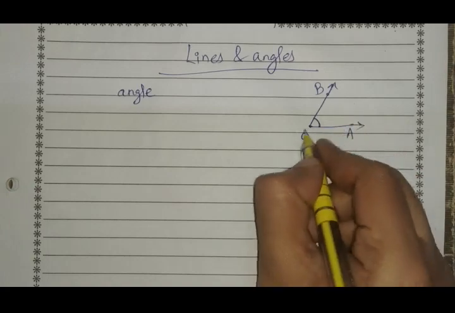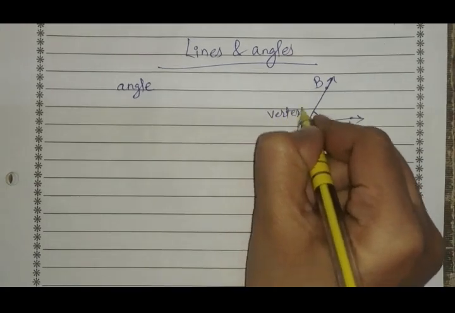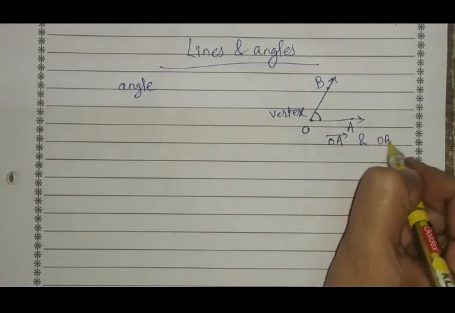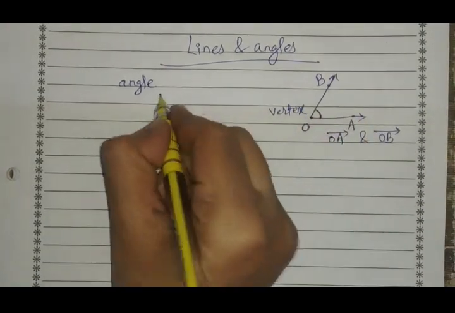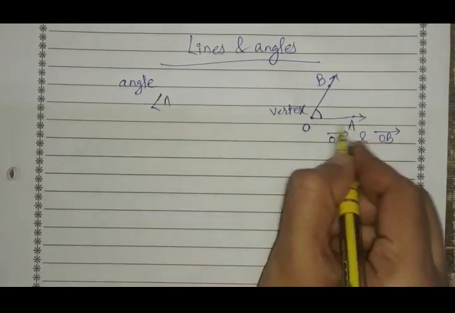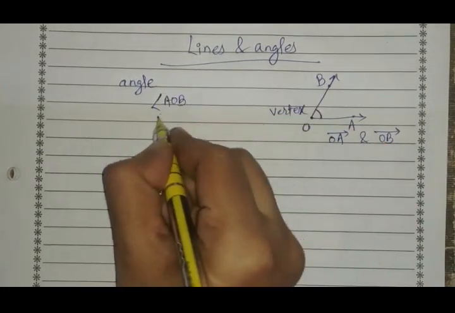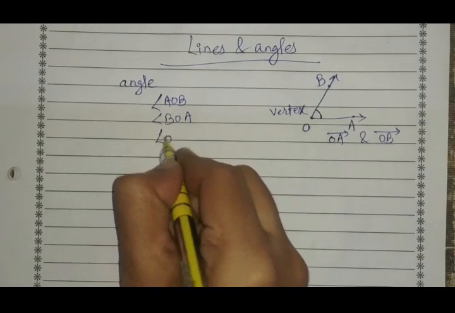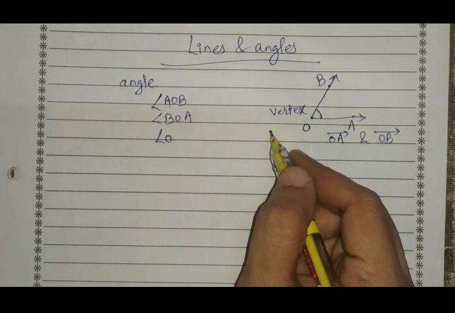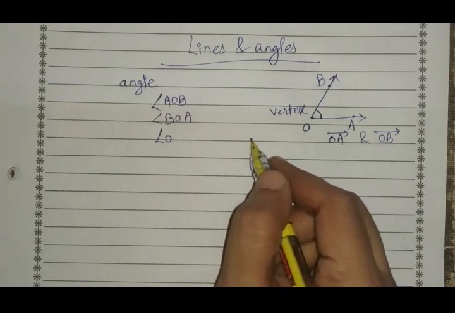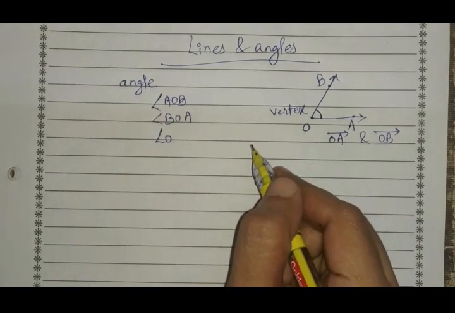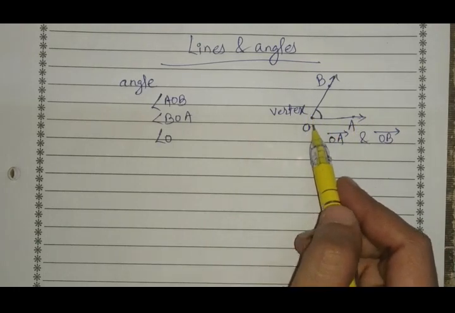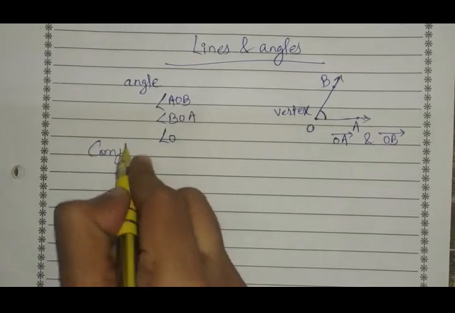So this initial point O is called the vertex here, and this is a ray OA in this direction and a ray OB in this direction. You can read this angle as angle AOB, or angle BOA, or simply angle O. In this way you can describe an angle. An angle is also thought of as a figure formed by rotating a single ray about its vertex. We know that there is a complete angle also.